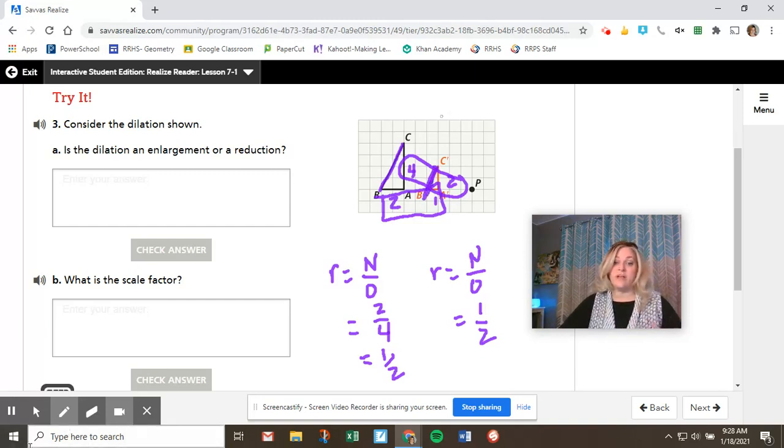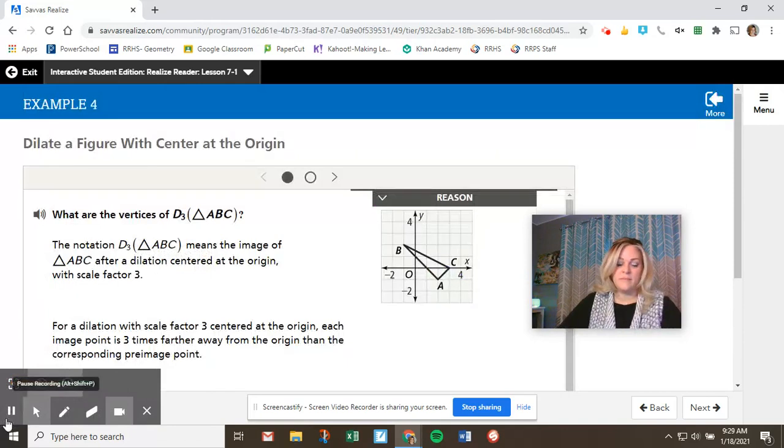I can compare those if I want to as well. But it looks like the scale factor is 1/2. Here's an example that uses a graph. So you're doing dilations on a graph.